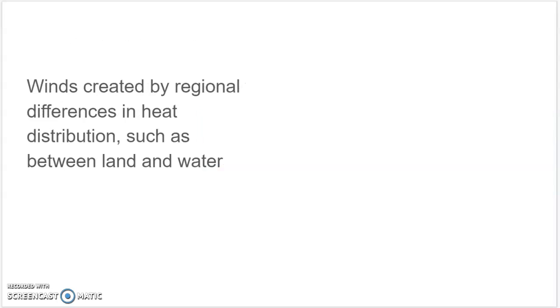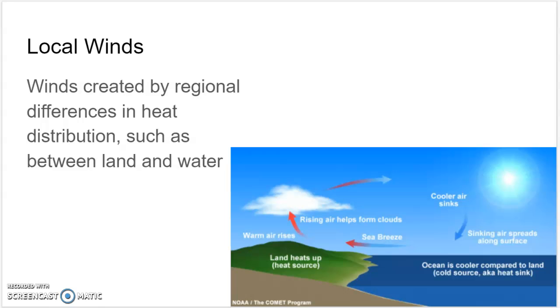Now, the pressure differences are what drives wind, but what happens when those pressure differences are caused by regional, local differences in heat distribution, such as between the temperatures of land and water, creating different pressures above land and water? We call those local wind systems.